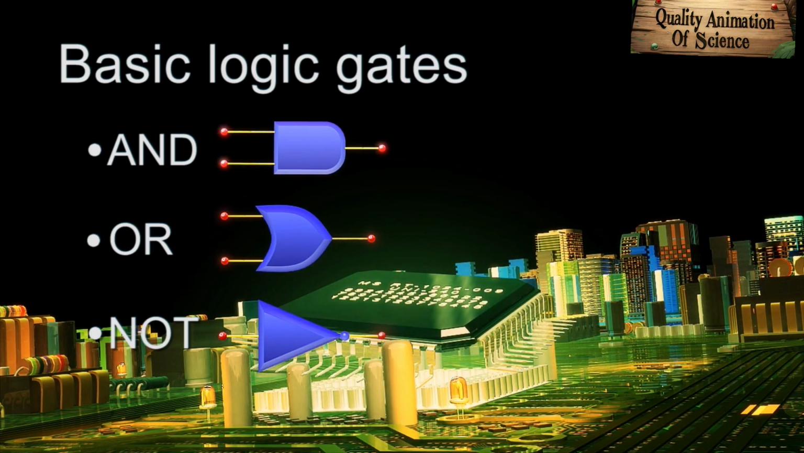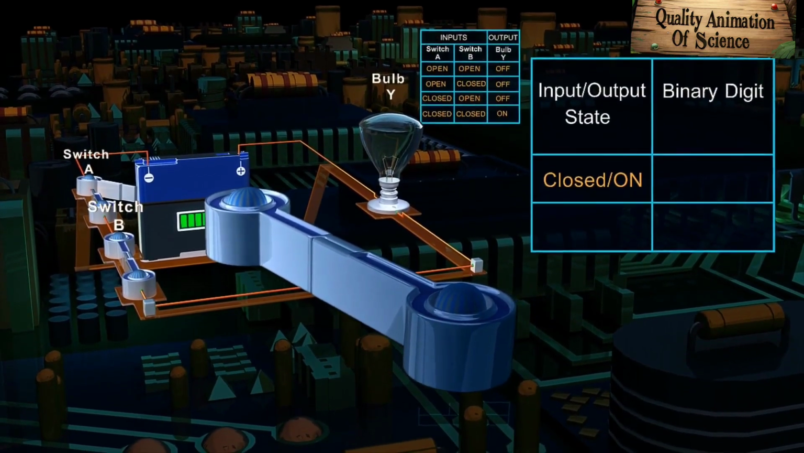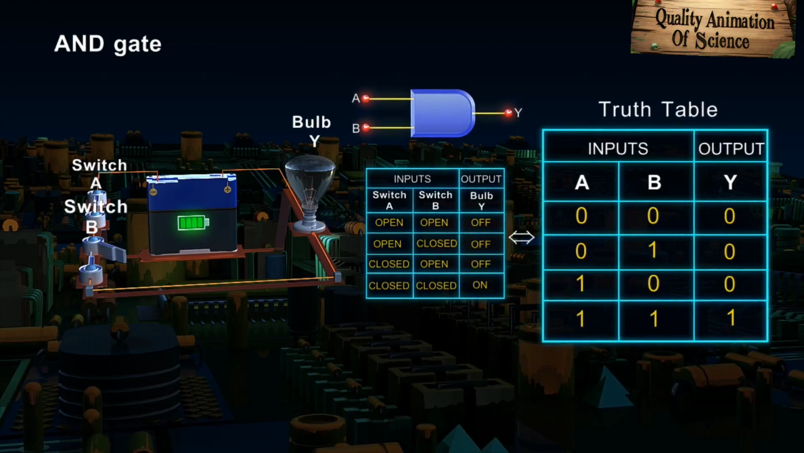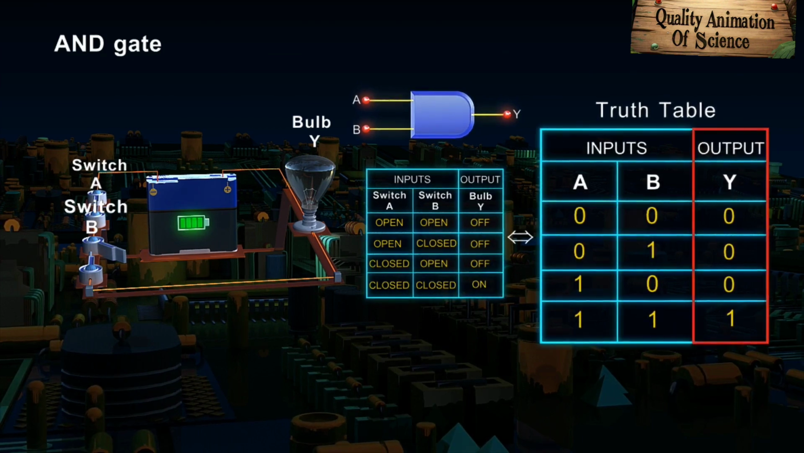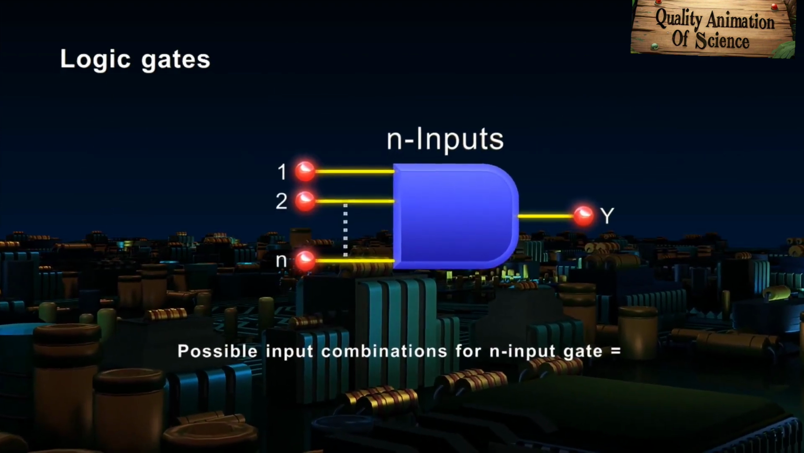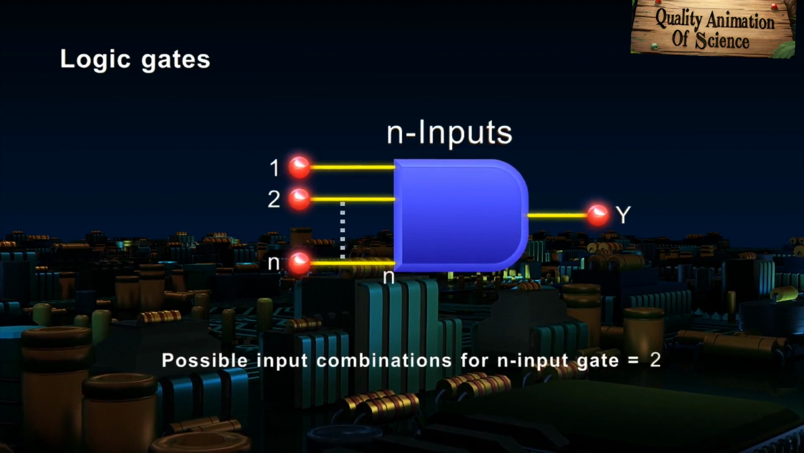A logic gate performs a logic operation on a set of inputs and gives a single output. In digital electronics, the ON state is represented by binary digit 1 and the OFF state is represented by 0. A truth table shows each possible input combination to the gate with the corresponding resultant output. The possible input combinations of an n-input logic gate are given as 2 to the power n, where n is the number of inputs.